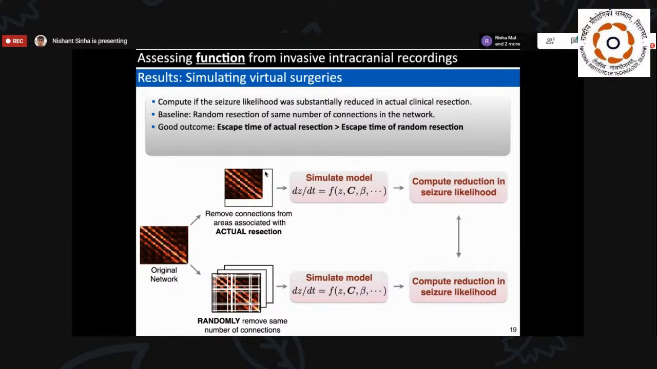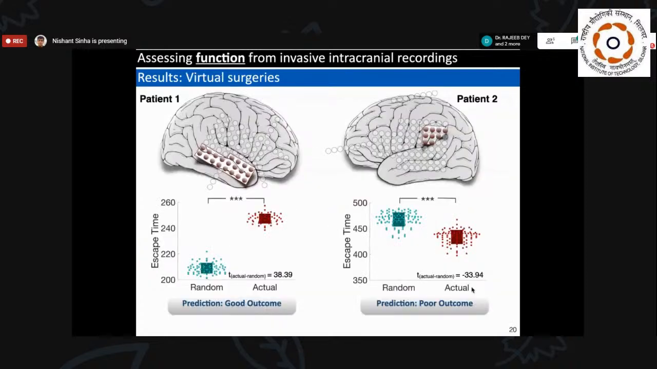And then we removed the same number of nodes randomly. So this is a random removal of the same number of connections here. We again simulate the model and then compute the reduction in the seizure likelihood. So we decided that if this was a good surgery, then the reduction in the seizure likelihood would be more than a random surgery, where the reduction would be less. So let's see what happens in these cases.